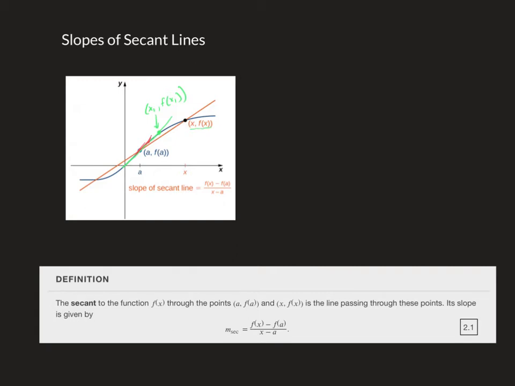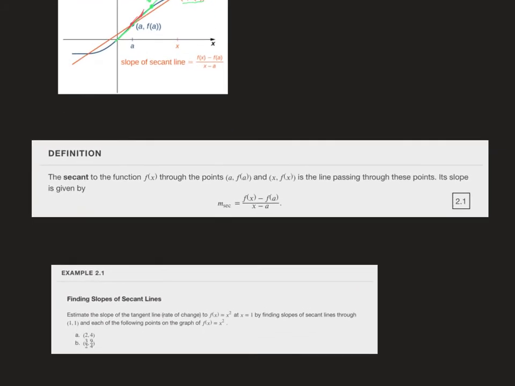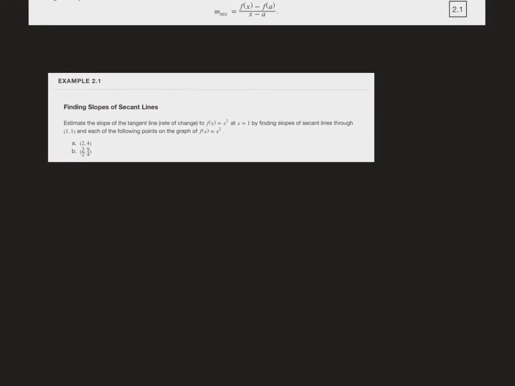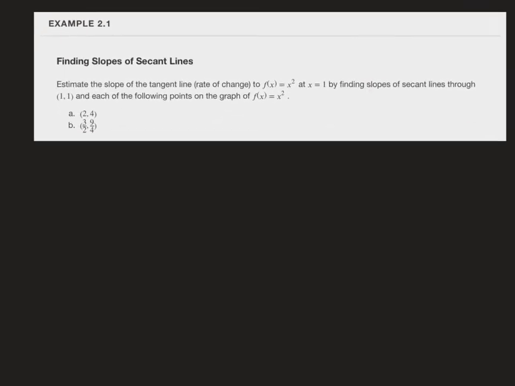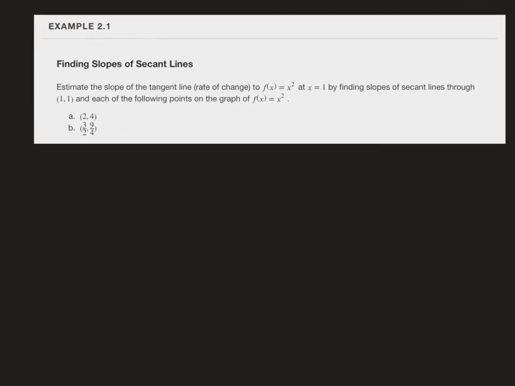Let's look now at an example as I scroll down a little bit here. Maybe we'll zoom in a little bit more. There we go. The example says, estimate the slope of the tangent line, or rate of change, to f of x equals x squared at x equals 1 by finding slopes of secant lines through 1, 1, right? So at x equals 1, if you plug that into the function, you get 1 comma 1.